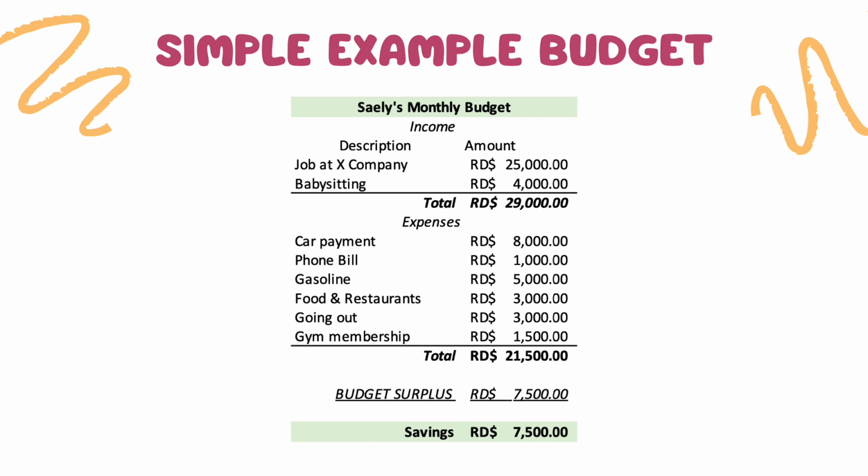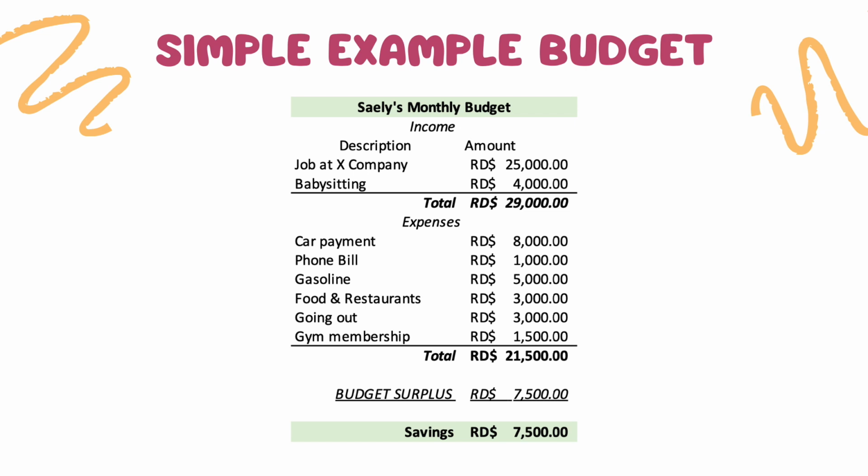For the last thing, we can put both the total income and expenses again, and from the total income, subtract your total expenses. As you can see here, my total income, as an example, obviously, is 29,000 pesos. And my total expenses are 21,500 pesos. That means I have a budget surplus of 7,500 pesos.